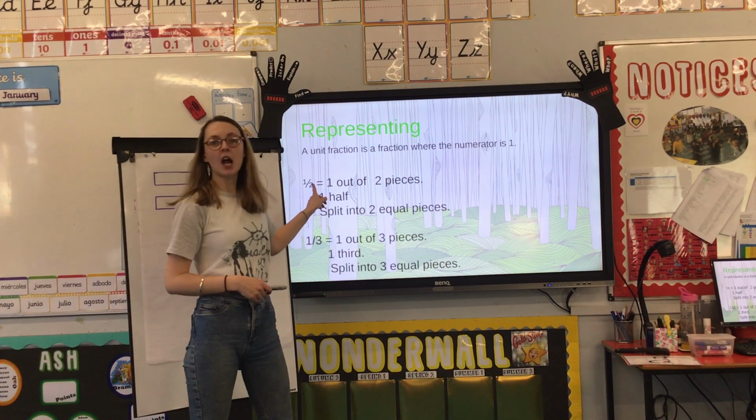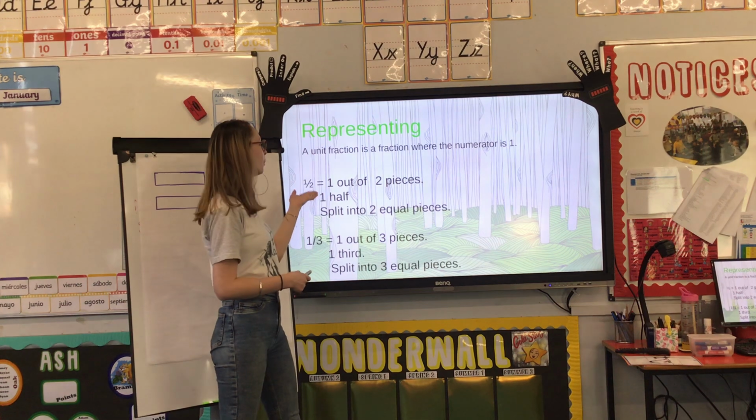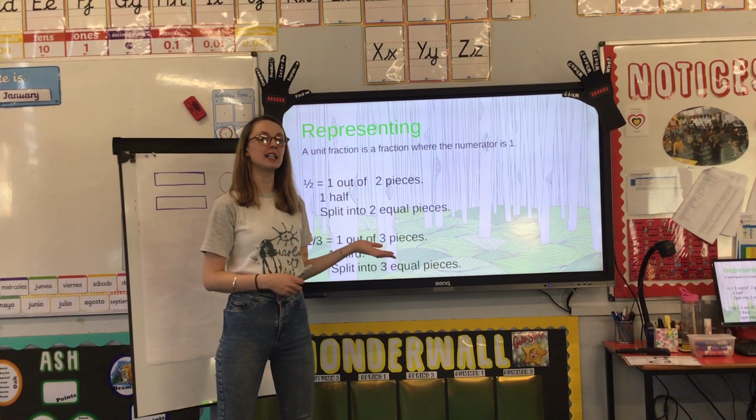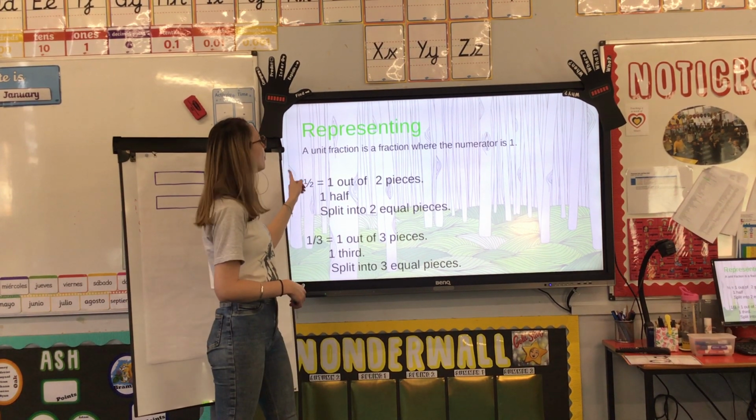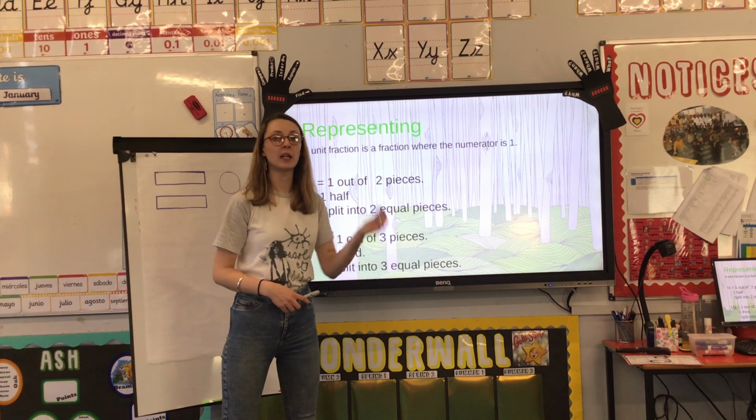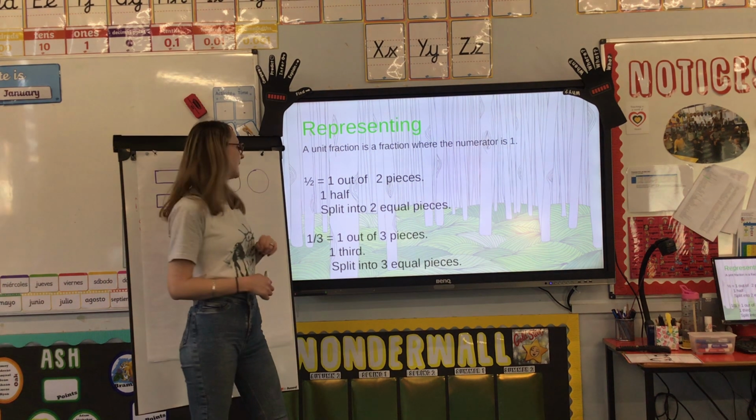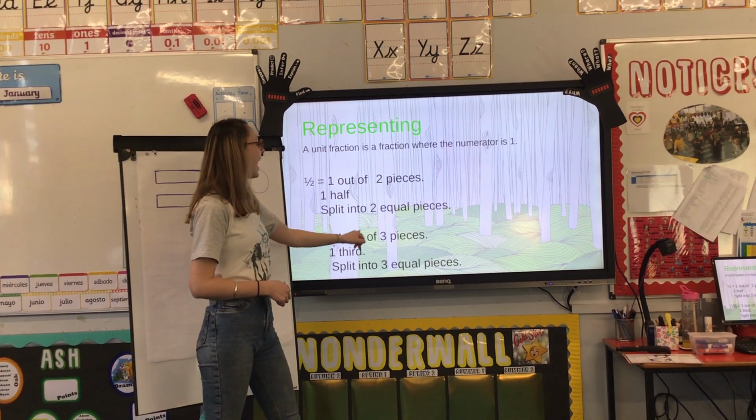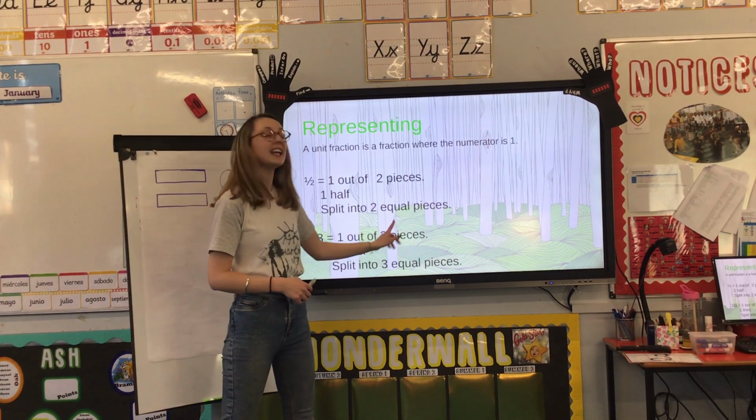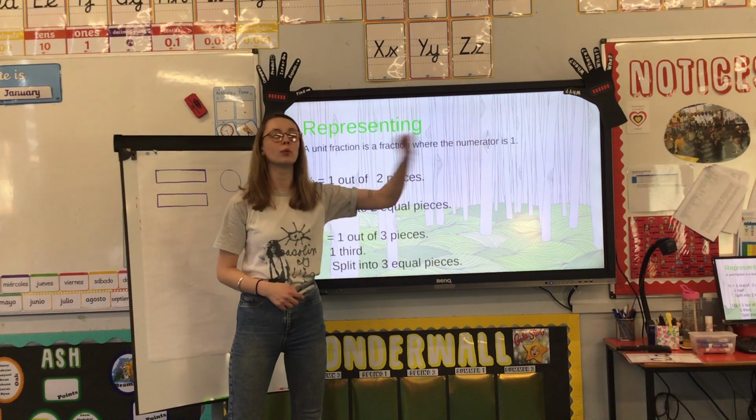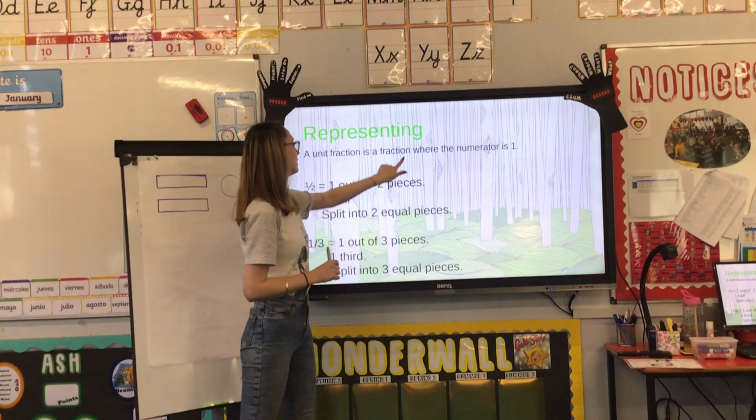For example, if I had a half, it would be 1 out of 2 pieces. So I could call it 1/2, and I know that my fraction has been split into 2 equal parts because that's what my denominator is. And I'm only taking 1 of those pieces because I'm dealing with unit fractions today, so I'm only going to take 1 as my numerator. Another example is if I had a third, it would be 1 out of 3 pieces. And it's called 1/3 because it's split into 3 equal parts, and I have taken just 1 of those 3 parts. So it is 1/3 because that is my unit fraction.